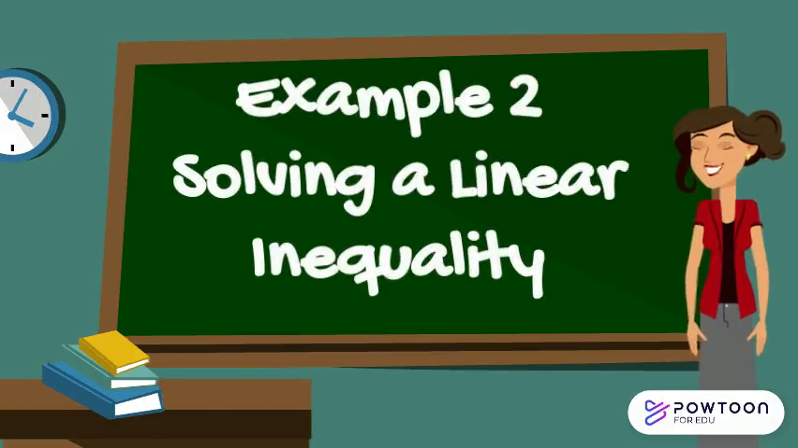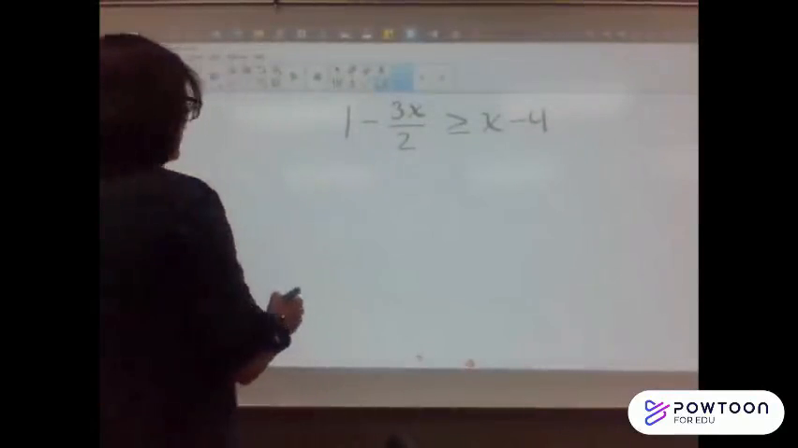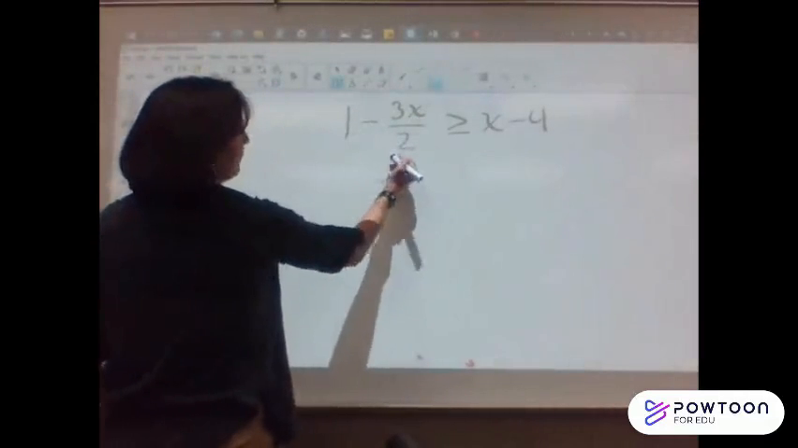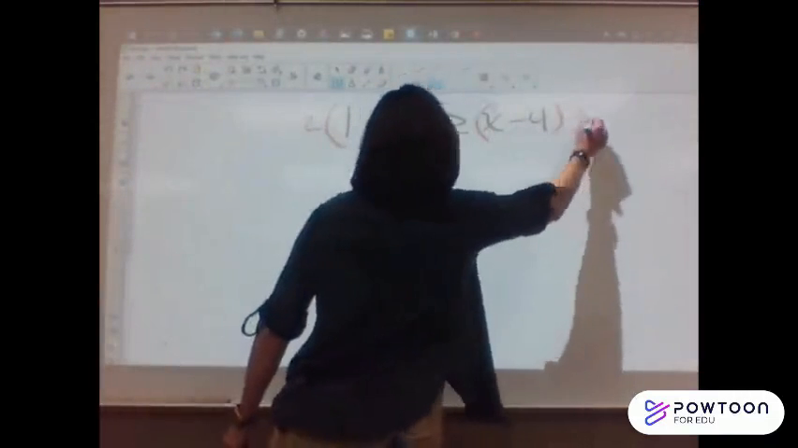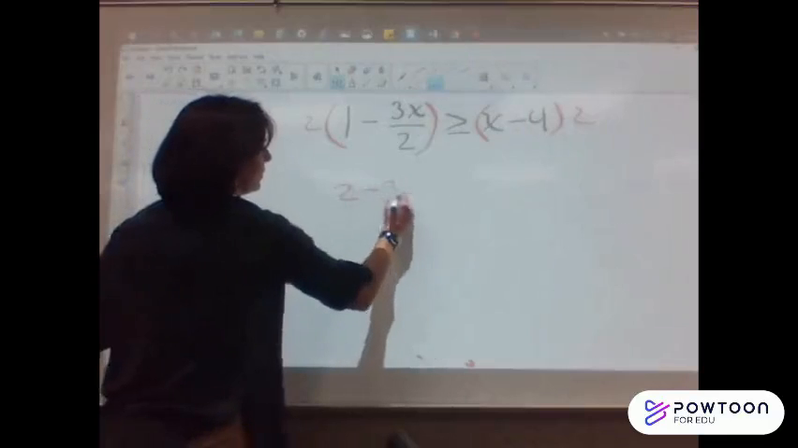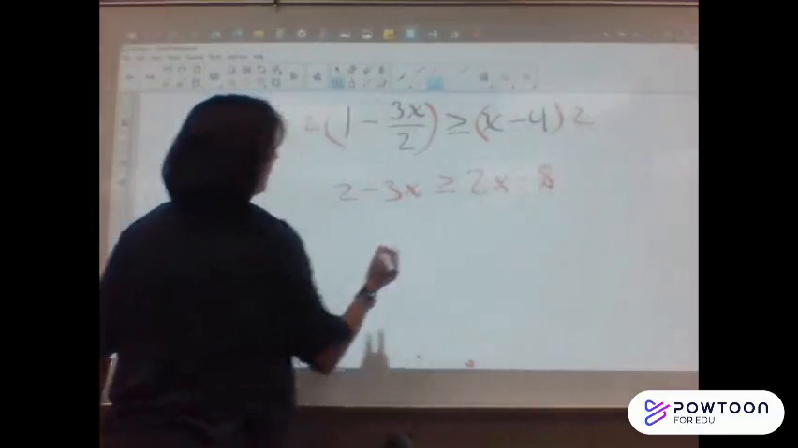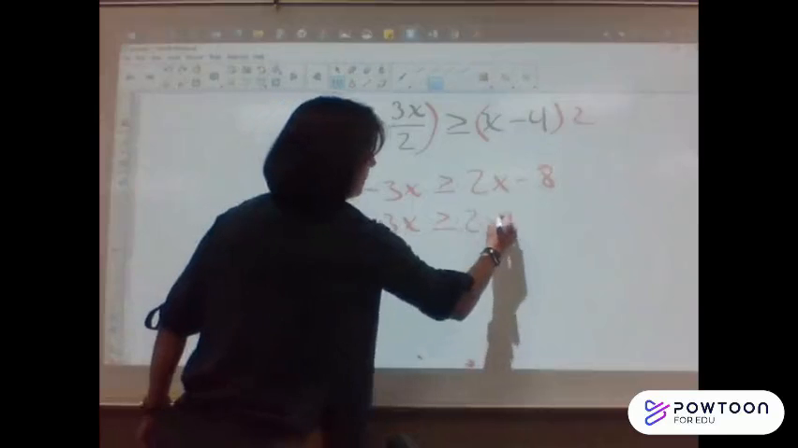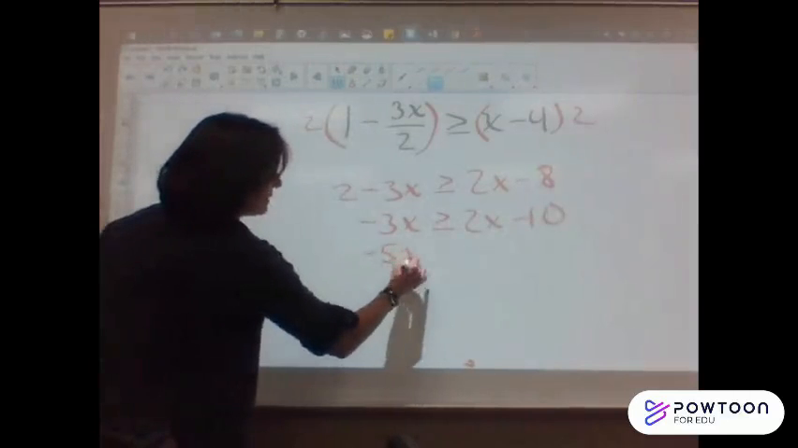Here's another example for linear inequalities. Okay, to solve another linear inequality, I'm going to get rid of the fraction by multiplying both sides by 2. Okay, I'm going to subtract the 2 from both sides. Subtract the 2x from both sides.